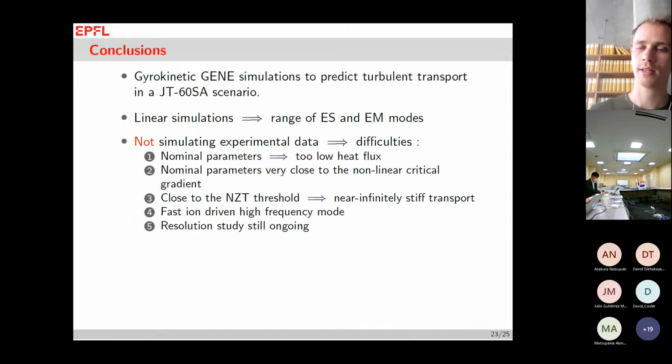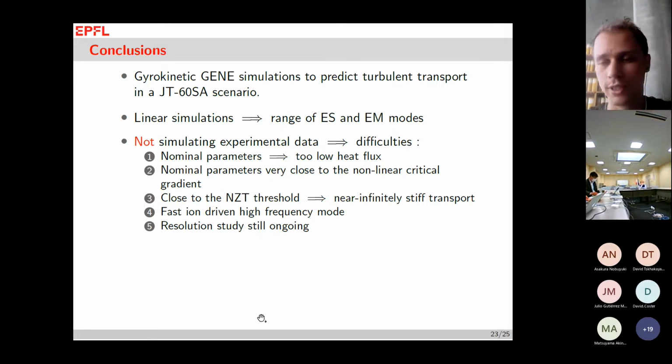So to summarize, in this project, we are working on predicting the turbulence in JT6 using one of the scenarios. In this case, it was high performance scenario 1. When we did the linear simulations, we found that we have really a vast range of electrostatic and electromagnetic modes. And we found out that we need to include all four species. We need to include magnetic field fluctuations and a large value of beta. Now, due to the fact that we have these many effects, many different modes, and in addition that we are not simulating experimental data, this has led to many different difficulties and features that we have seen in our simulations.